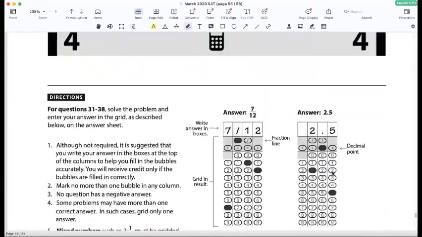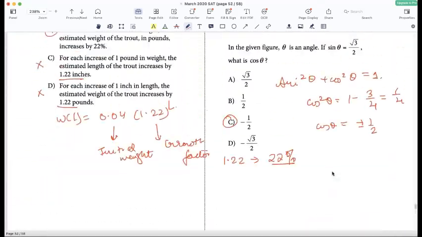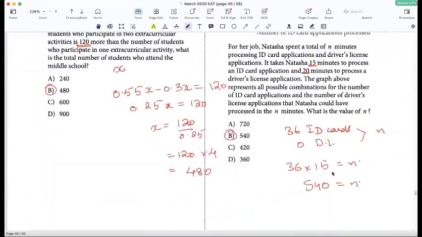Okay, so that was the calculator section of the March 2020 test. Let's grade it.